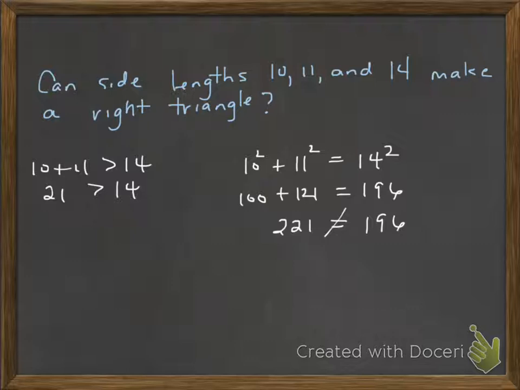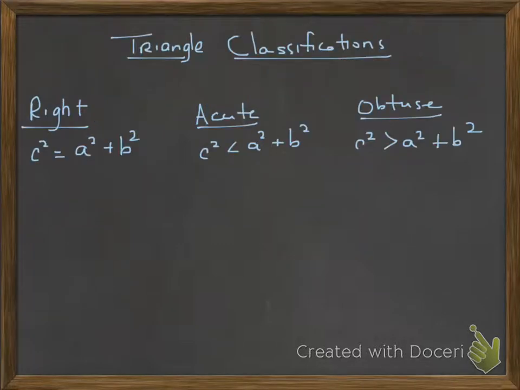So what is this telling us? If this doesn't make a right triangle, it's got to be significant some way, right? What other types of triangles have we dealt with when we're classifying triangles? That's right, we've dealt with right triangles, acute triangles, and obtuse triangles. So let's look here. If we have a right triangle, we already know the Pythagorean theorem applies.